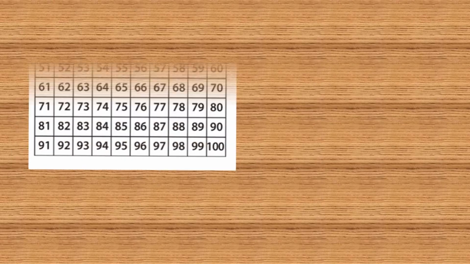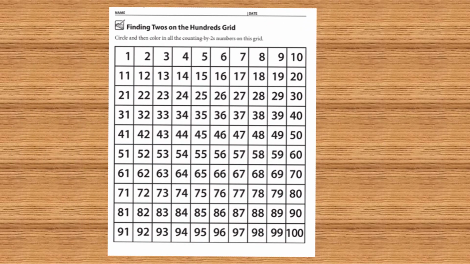All right, so now let's look at the hundreds chart and how we can use this to identify even and odd numbers and see if we can find a pattern with them. So count these even numbers with me. You see a 2. We skip the 3 and go to a 4. Skip the 5 and go to a 6.